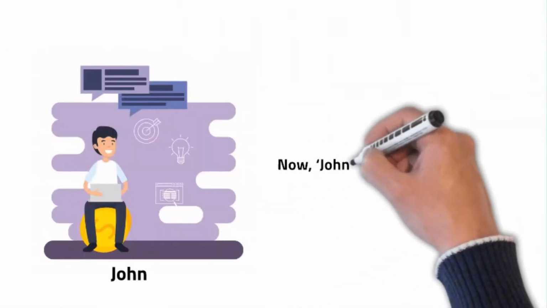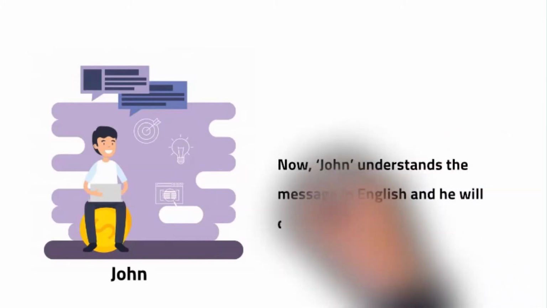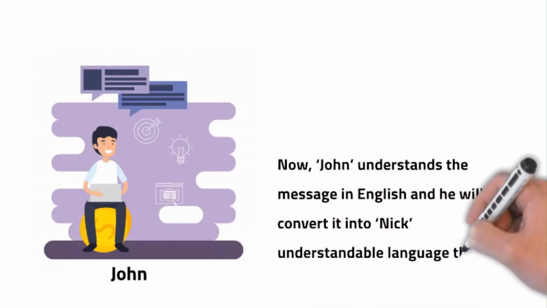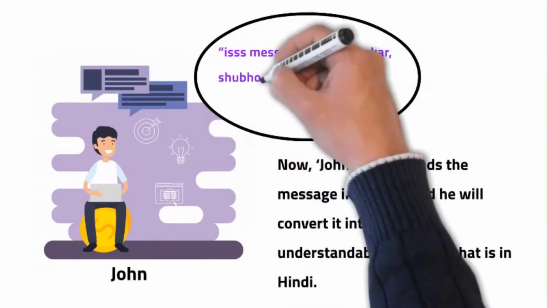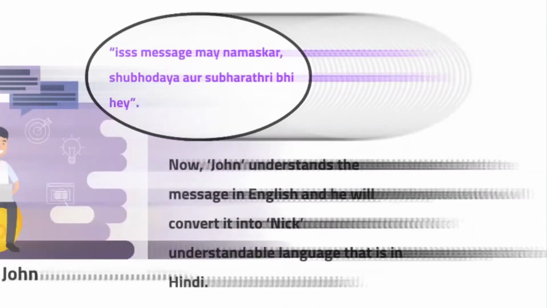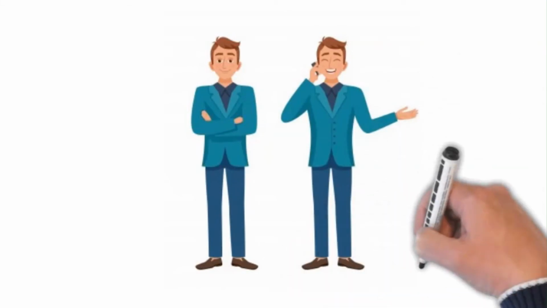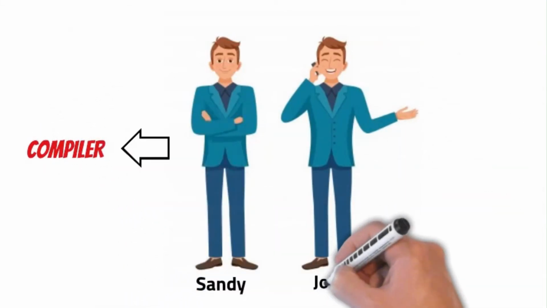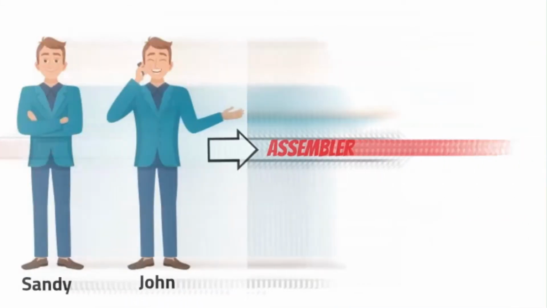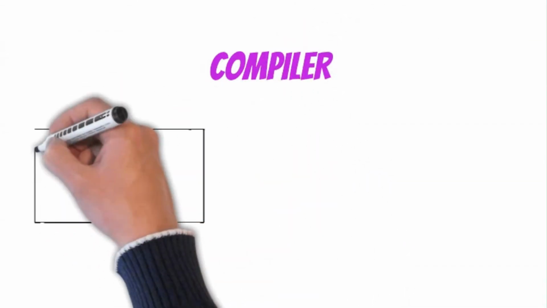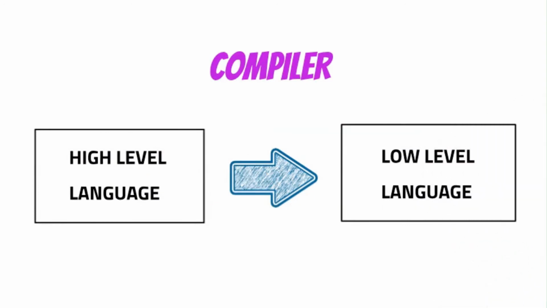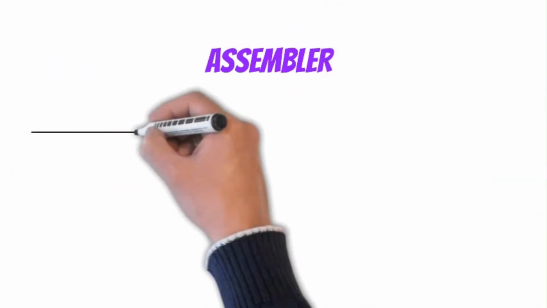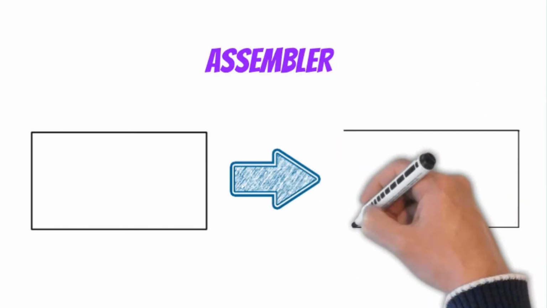Now, John understands the message in English and he converts it into Nick's understandable language, that is Hindi, by saying ish message mein namaskar, shubhodaya or subharathri bihai. Here, Sandy acts as a compiler and John acts as an assembler. That means, a compiler is nothing but translating a high-level language to a low-level language. Here, we also get to know about an assembler. An assembler is a translator which translates low-level language to machine language.